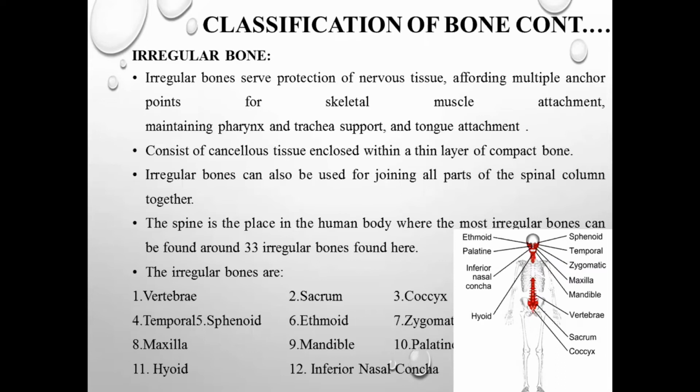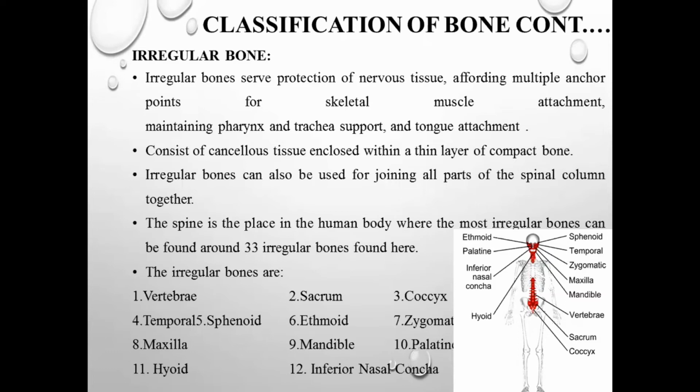So mainly irregular bones play a major role in attachment and as anchoring points. Anchoring point in the sense that it is going to attach to a muscle, either to the tongue, or to your trachea or the pharynx, and it is going to safeguard it. It gives protection to the body. And it consists of cancellous tissue enclosed within a thin layer of compact bone.